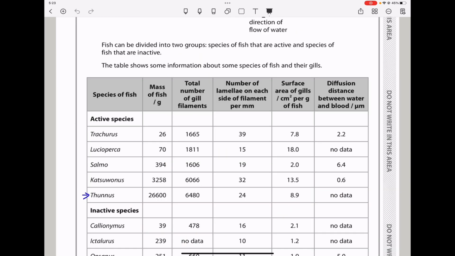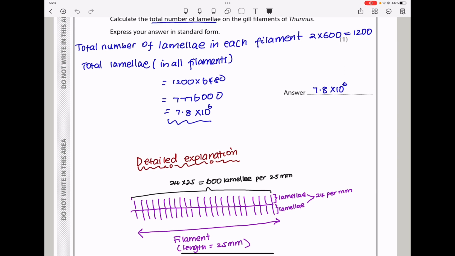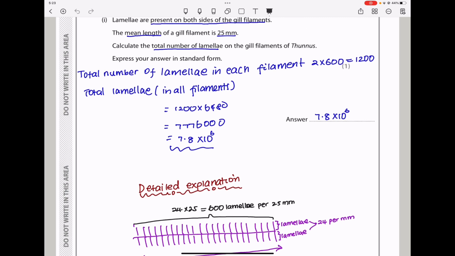For Thanos, we can see there are 24 lamellae on each side of the filament. So remember, they also told us the length is 25. So 24 on each side times 25 gives us 600. So in my answer here, I said if these are 600, the total is going to be 1,200, because if these are 600 and the other side 600, we have 1,200. So I say the total number of lamellae in each filament are 2 times 600, which is 1,200.